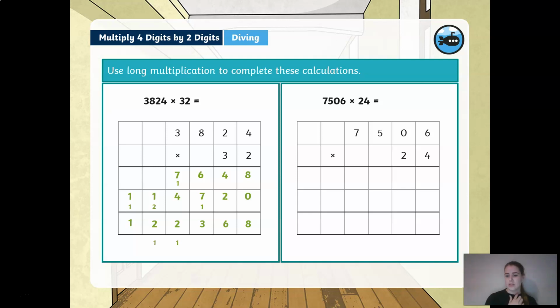Right, let's have a look at the next one. So 7,506 multiplied by 24. So our first sum is going to be 7,506 multiplied by 4. So we have 4 multiplied by 6 is going to give us 24. Okay, so we write our 4 in our ones, and we're going to carry our 2 lots of 10s into our 10s column. We know that anything multiplied by 0 is, well done Year 5, it's 0. But we had to exchange our 2 tens. We still need to add those on.